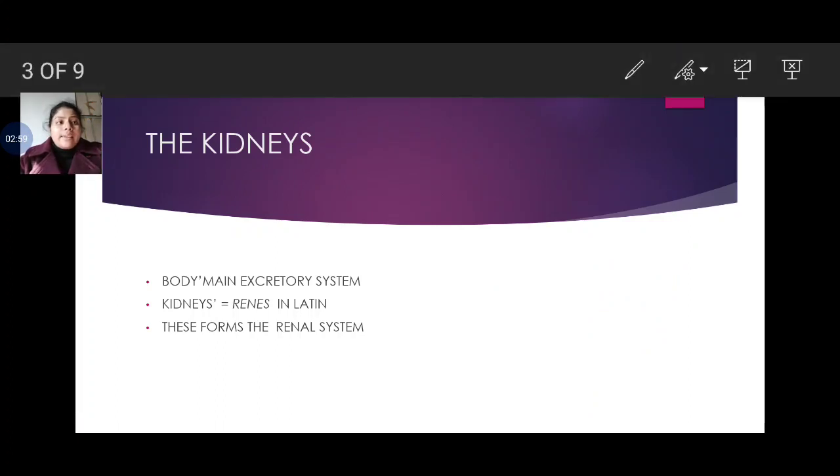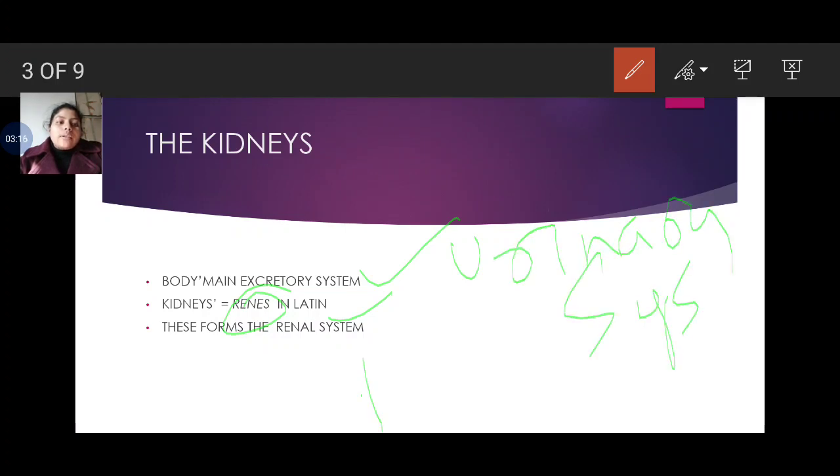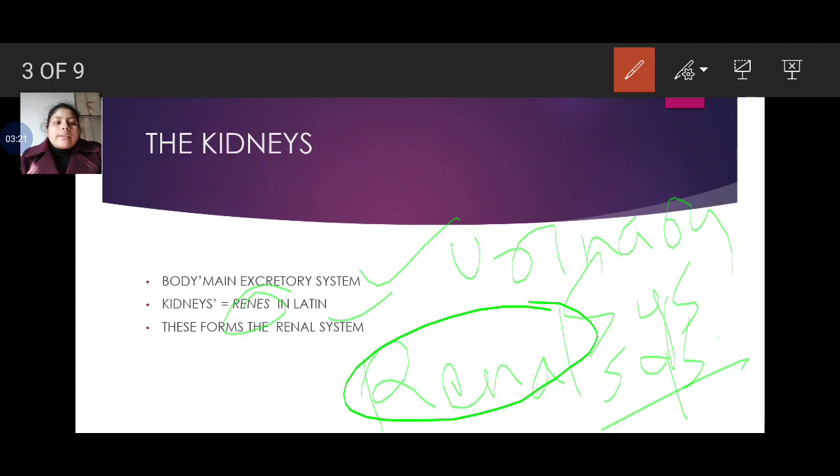It functions as the main excretory system of our body, and its name has been taken from the Latin word rens. Basically, the urinary system in our body is also known as the renal system. This renal system came from the word rens, which means kidneys in Latin, and these form the whole system. So for the filtration of blood, what does the kidney do? It filters out the blood.